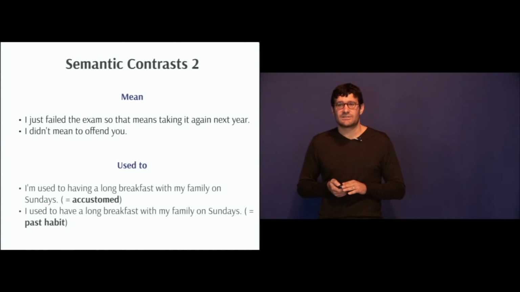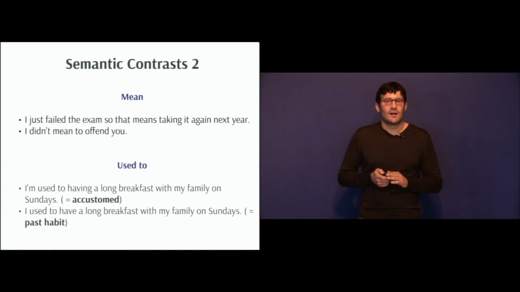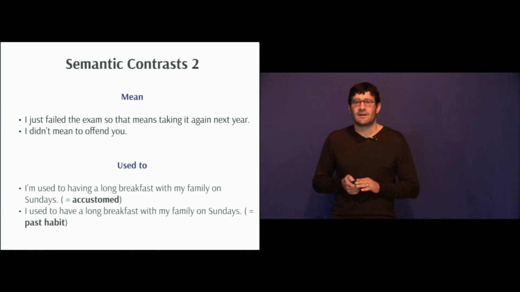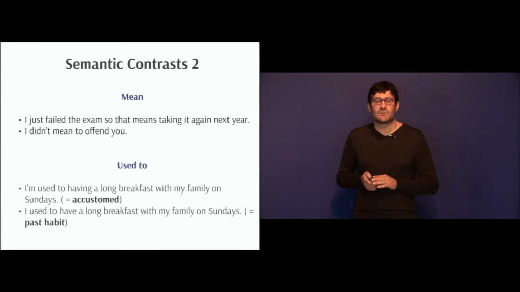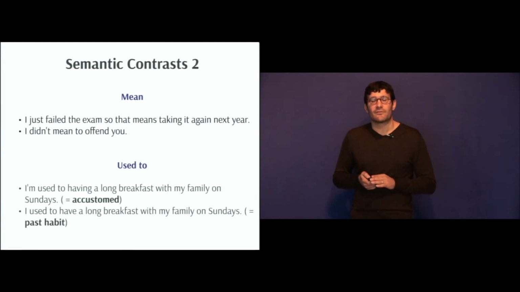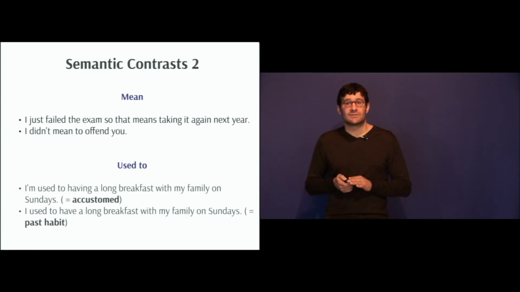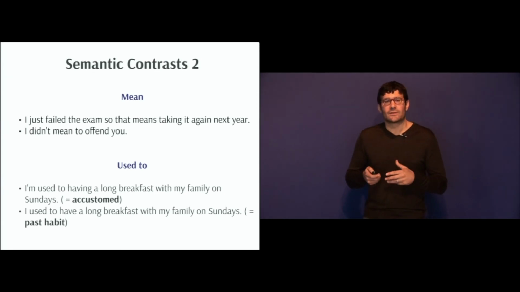Semantic contrasts 2. The verb mean and the verb used to. The verb mean: I just failed the exam, so that means taking it again next year. I didn't mean to offend you. Mean with the infinitive is an intention. I didn't mean to offend you means I didn't intend to offend you. However, the first sentence, I just failed the exam, so that means taking it again next year. That means that the result or the consequence is that I have to take it again next year.